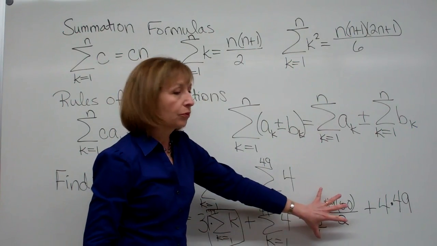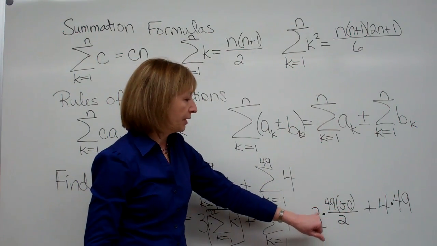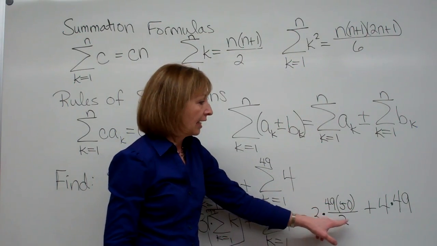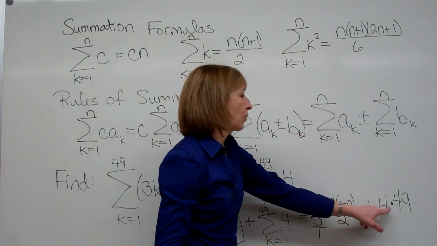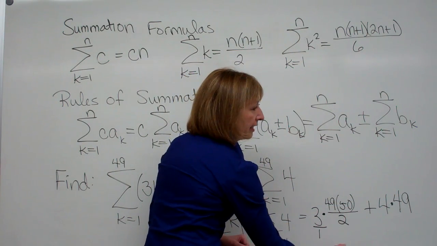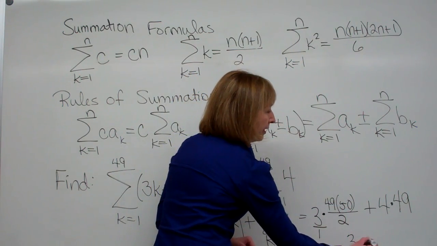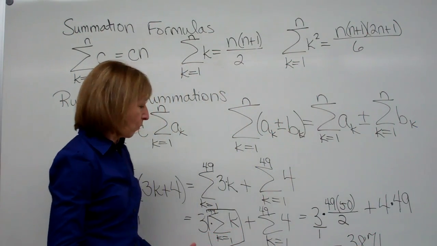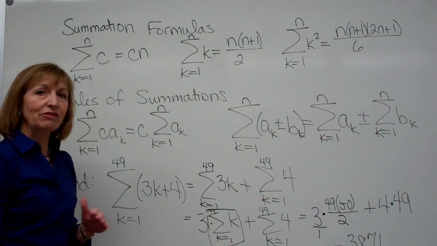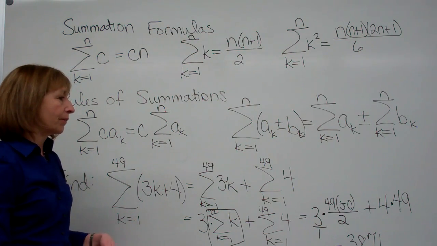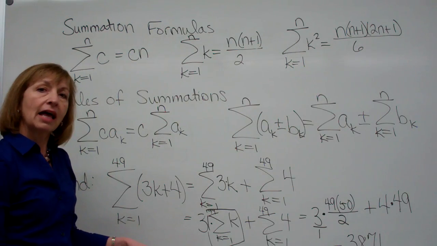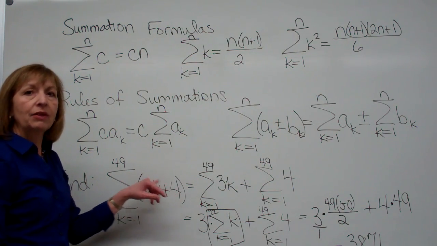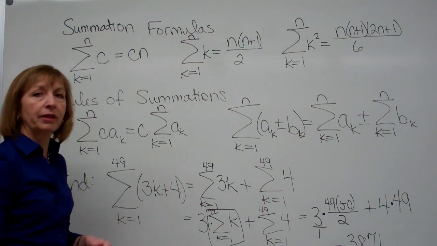Now when you go through the arithmetic of this, so you take 3 times 49 times 50, get that product and divide it by 2, and then add your 4 times your 49, you will see that you get a total of 3,871 as the value for that summation. And it saved you a ton of work. Instead of going through this process, it saved you a lot of time, as opposed to just putting each of those numbers in and then working them out until you got to plugging in your 49.